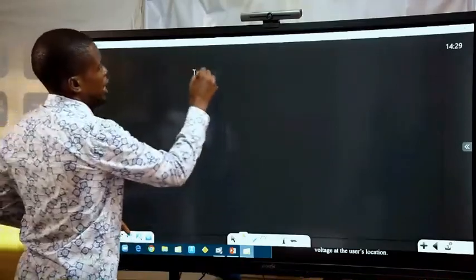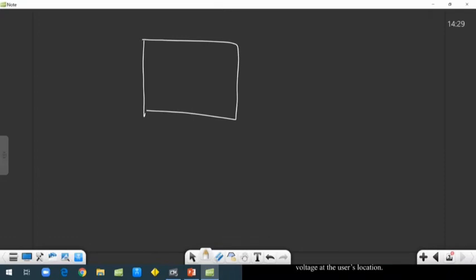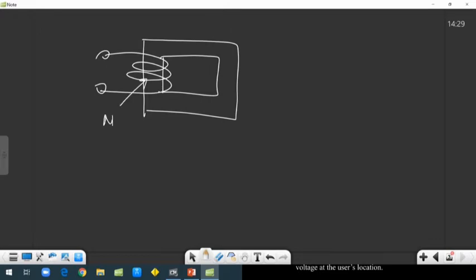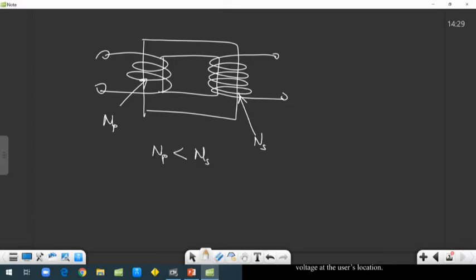Okay? When we look at the transformer, we look at this typical transformer. We have the EMF here. The number of turns here is NP, and the number of turns here, let's say we have more turns, is NS. In this case, NP is less than NS.